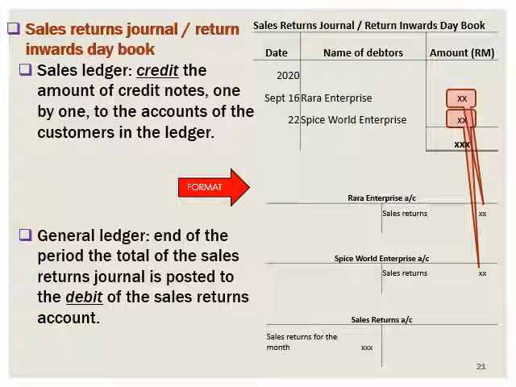The total amount of the sales returns from the sales returns journal will be transferred to the sales returns T account on the debit side, while each of the debtors' items and amounts will be transferred to the personal debtor accounts, which are Rara Enterprise on the credit side and Spice World Enterprise on the credit side also.